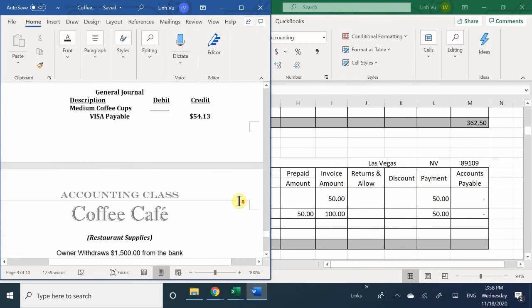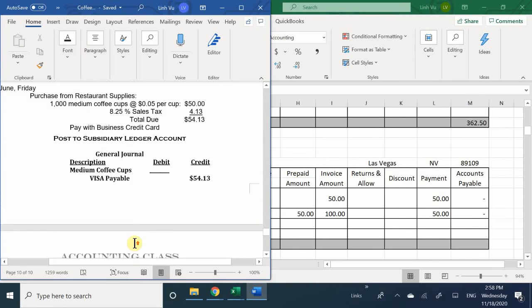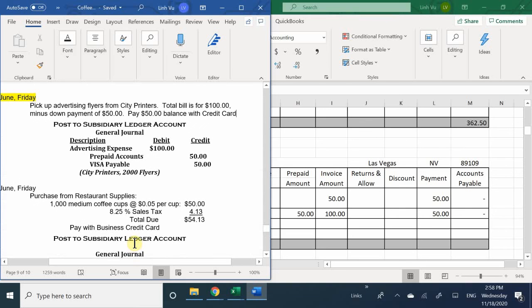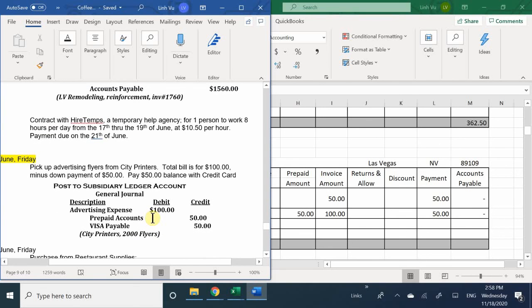So good. Let me see. We only have a couple more transactions, and let's see if we're doing good on time. Let's go ahead and finish this off, take a quick break, and then finish the trial balance at the end of the day. So there's only a few more transactions left.